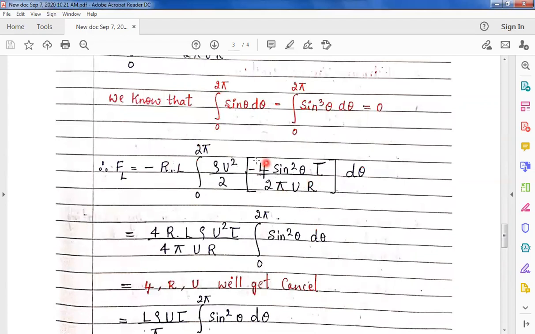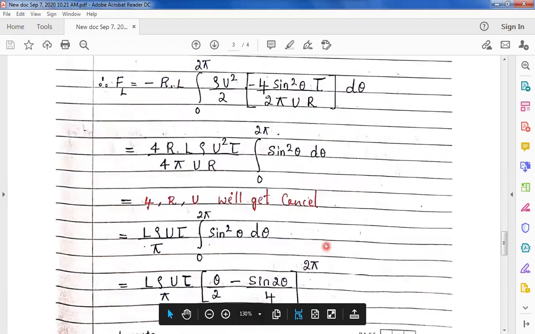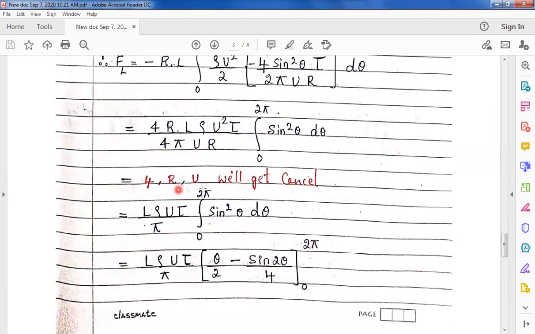Now take the constant terms out from this part, that is 4 r L rho u square circulation by 4 pi u r, and the only remaining part will be integration of 0 to 2 pi sine square theta d theta. Okay, so 4 r and u will get cancelled here. How? Both in the numerator and denominator you have these items. So the remaining is L rho u circulation by pi, integration of sine square theta d theta.